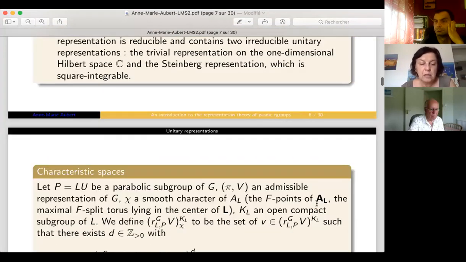So now I would like to explain a useful characterization of discrete series in general. It will involve a notion of central exponent. So P will be a parabolic subgroup of our p-adic group G, and (π, V) an admissible representation of G, χ a smooth character of a split component of L, denoted A_L. Just recall that it is the F-points of a maximal F-split torus, which is in the center of L.